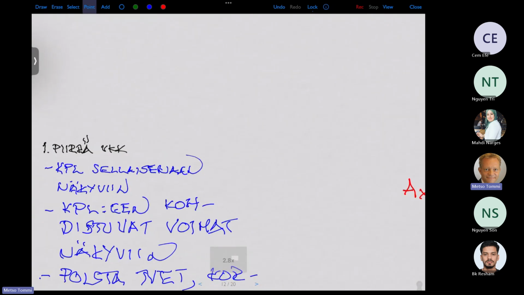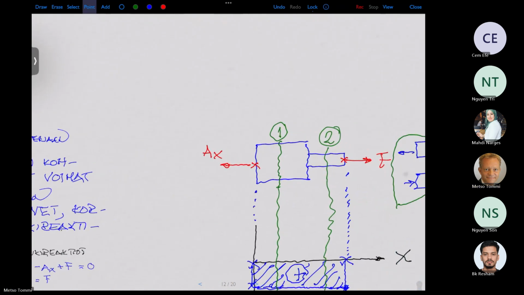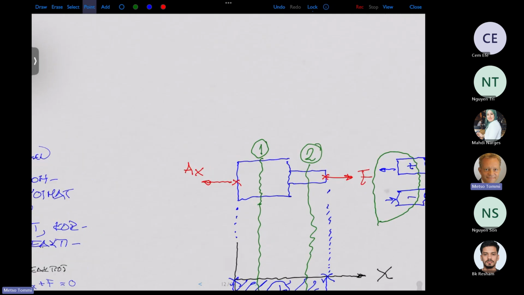And what you do, you draw as simple a version of this axis as you can. So don't draw a three-dimensional drawing, but draw a two-dimensional drawing. After that, when you have drawn this simple version of this object, then you add all the forces that are affecting this object.